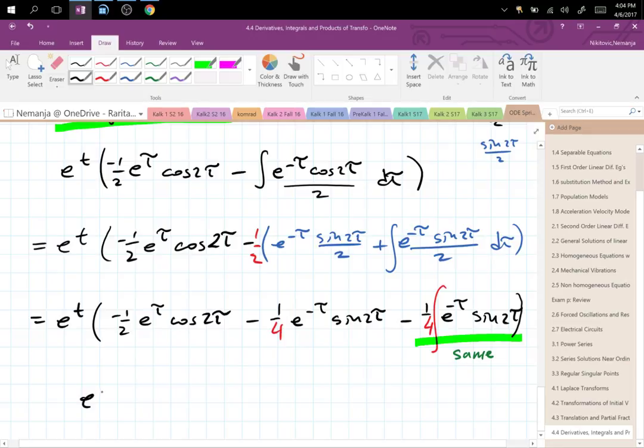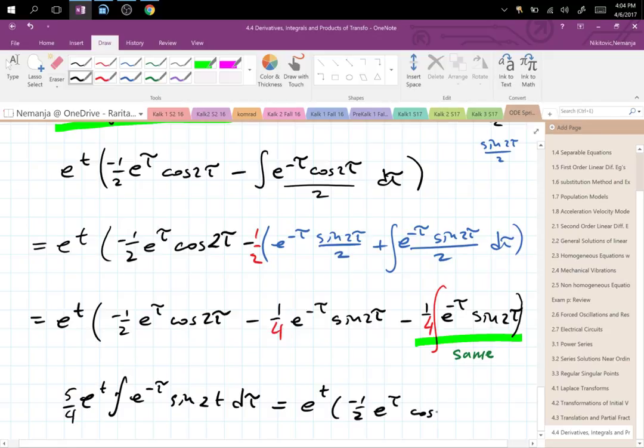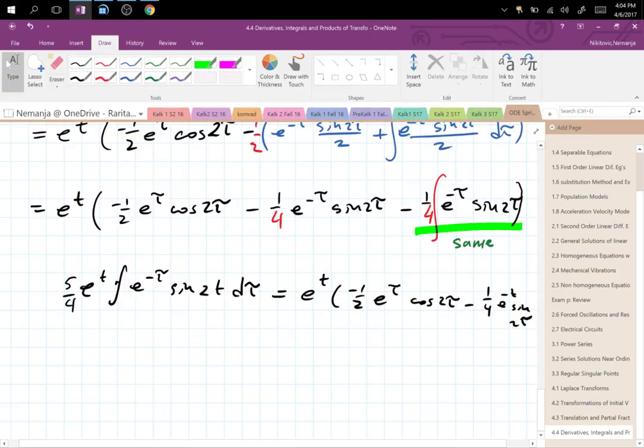To get 5/4 of the integral e to the negative tau sine 2 tau d tau is equal to e to the t times negative 1/2 e to the tau cosine 2 tau minus 1/4 e to the negative tau sine 2 tau. Great.